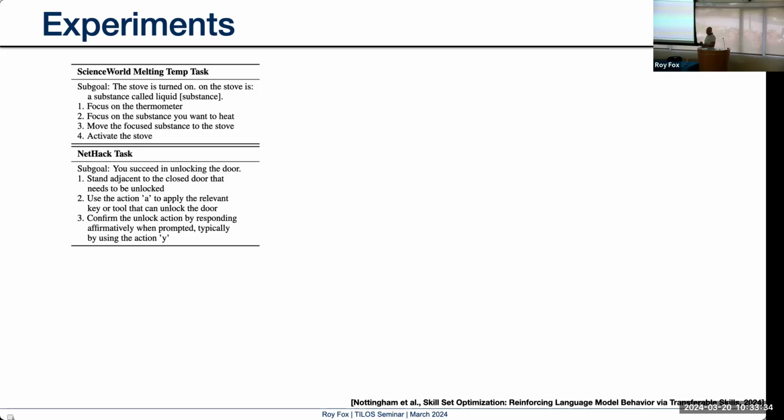In the NetHack example, maybe we want to unlock the door, so we need to stand by the door, use the thing that unlocks the door, and then when it asks us, do we really want to do it, we say Y for yes. That's just the interface of NetHack.